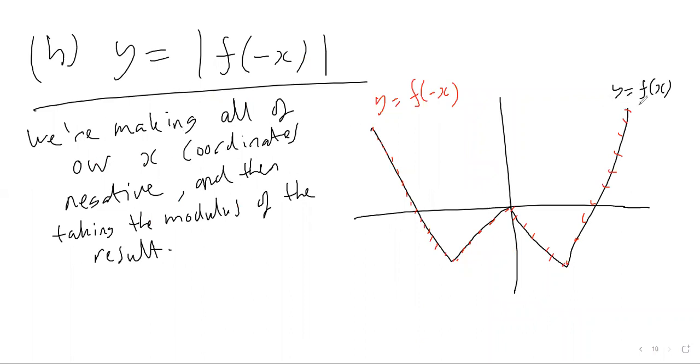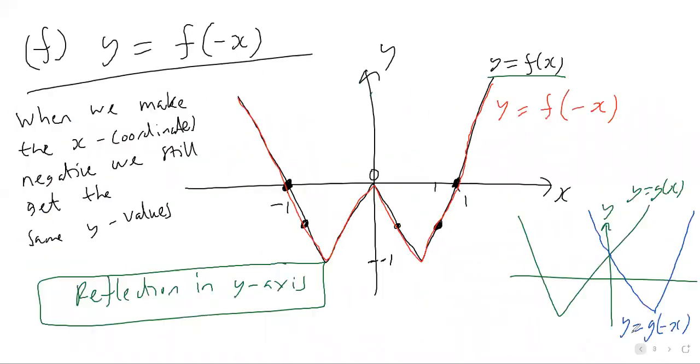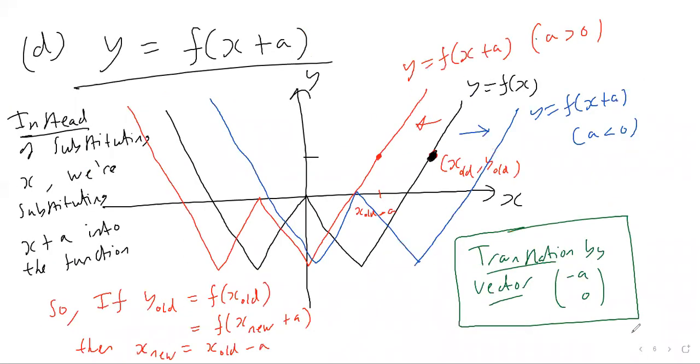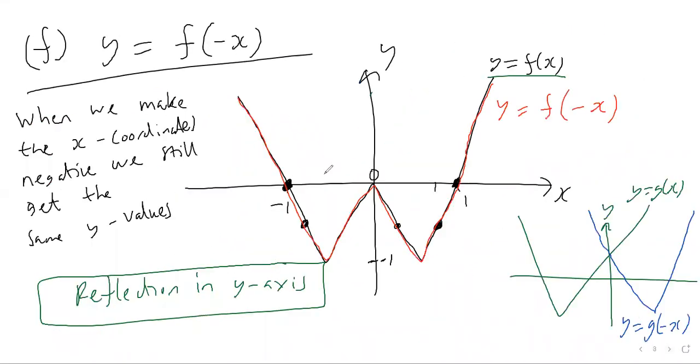So we've got this f of x graph I've drawn in solid black there. We're making all of our x coordinates negative, and then we're taking the modulus of the result. So remember when we sketched the graph y equals f of negative x, this was the reflection over the y-axis. We flipped the graph over the y-axis. For example, like this one down here as well, you're just flipping the graph over the y-axis.